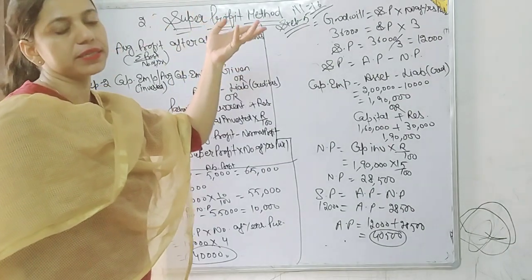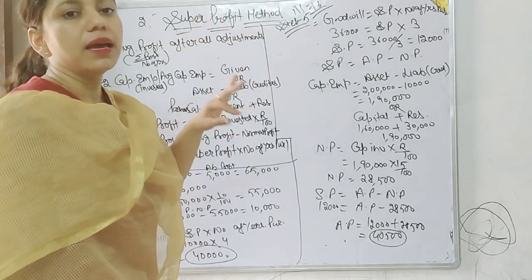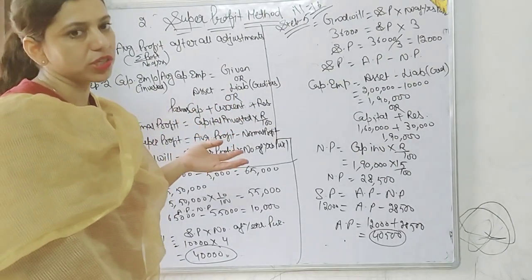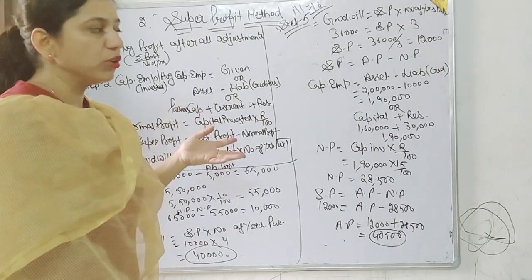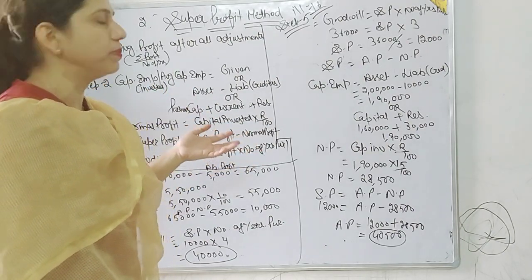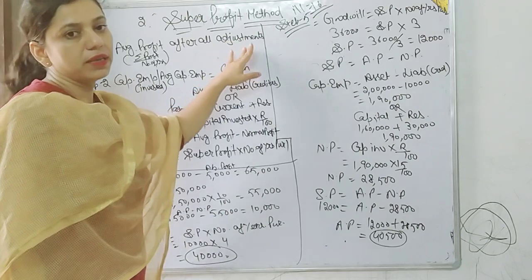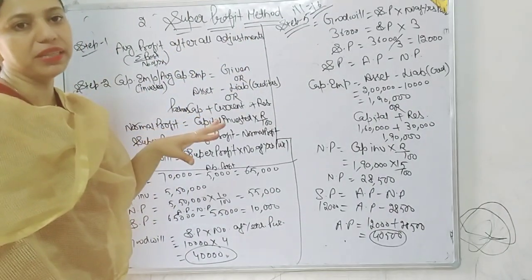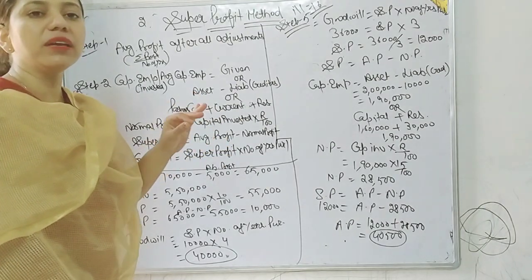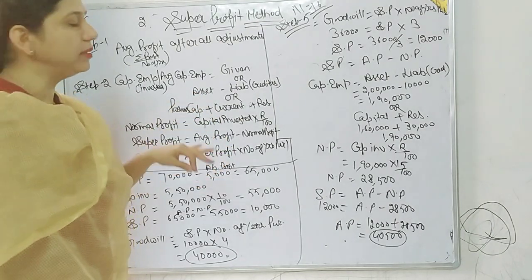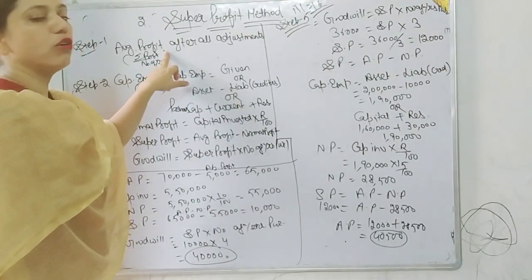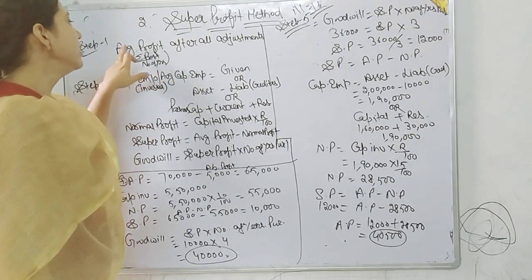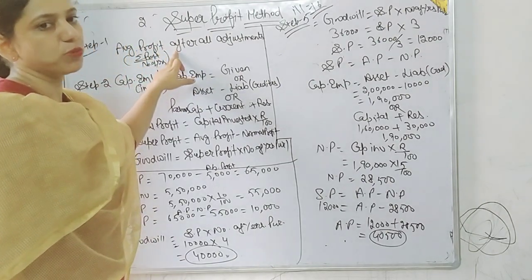We calculate average profit after all adjustments. Adjustments we have already discussed. Abnormal gain should be deducted, abnormal loss should be added, depreciation will be added or deducted according to the situation, and remuneration, if given to partners or manager, should be deducted. So all adjustments. If many years' profits are given, then they should be added. In between, if there is any loss, it should be deducted. Then divide the total profit by the number of years. In this way, the first step is to calculate average profit.